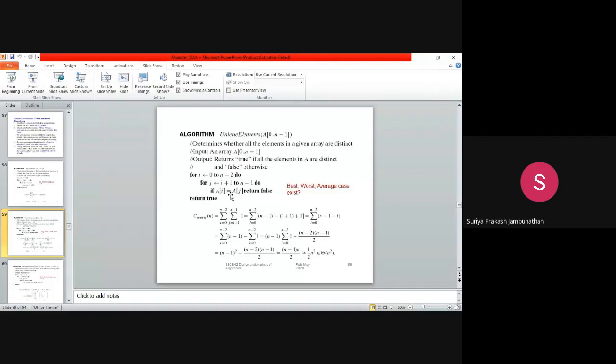So A of 2 equal to A of 4, whether the condition is true or false, students? True. A of 2 equal to A of 4. A of 2 value is what? 15. A of 4 value is what? 15. So does the condition come to true or false? 15 equal to 15, the condition is true.